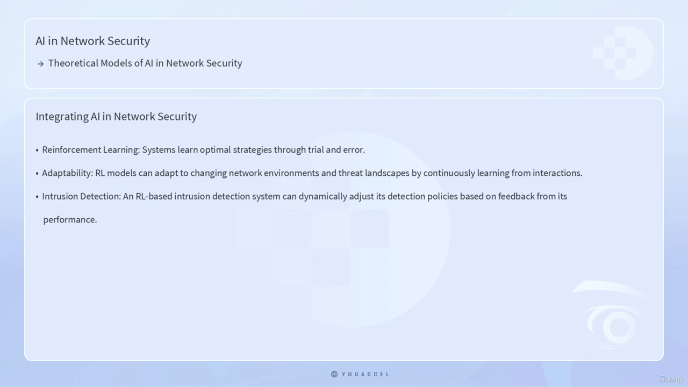Incorporating AI into network security also involves reinforcement learning, where systems learn optimal strategies through trial and error. RL models can adapt to changing network environments and threat landscapes by continuously learning from interactions with the network. For example, an RL-based intrusion detection system can dynamically adjust its detection policies based on feedback from its performance, improving its accuracy over time. This adaptability makes RL particularly valuable in combating evolving threats.